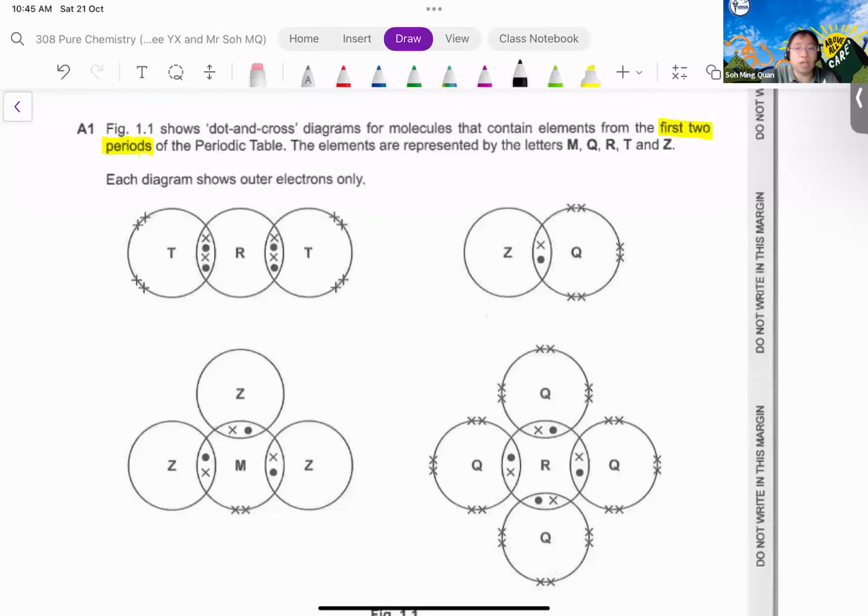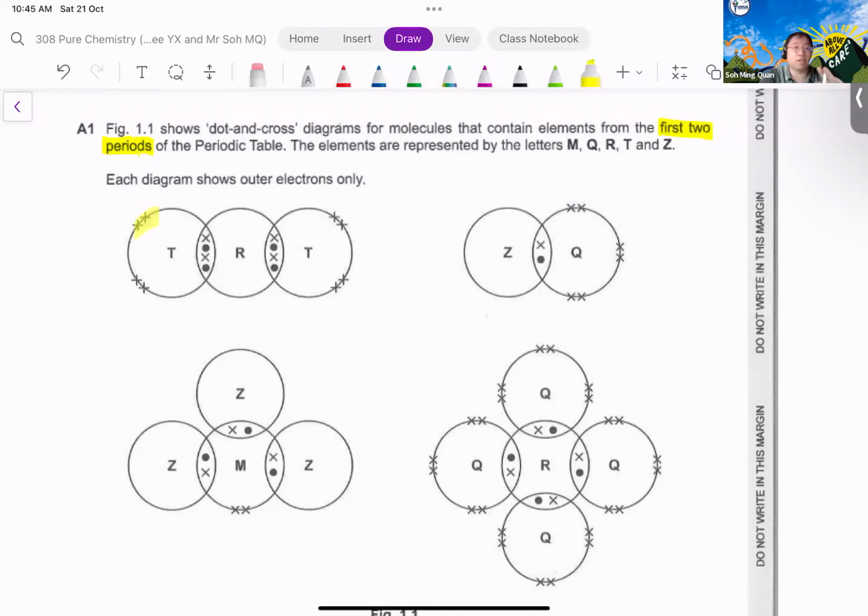Okay, so now we're on the 2022 TYS question 1. Now in question 1, I think it's quite difficult for most students who have never seen this before. However, stay calm and think through. Firstly, you are told these are elements from the first 2 periods, period 1, period 2. So now you look at the diagram, then you work out.